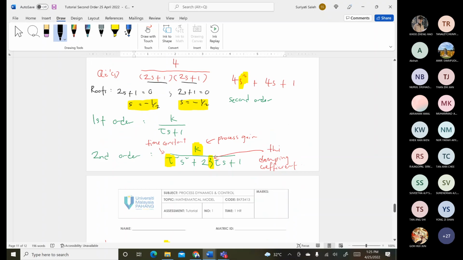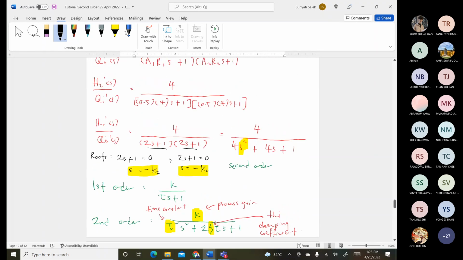So for this part, if we take a look, we have 2s plus 1, 2s plus 1. Tau 1 is 2, tau 2 is also 2. The same root will be obtained. That means it is confirmed your process is under critically damped.